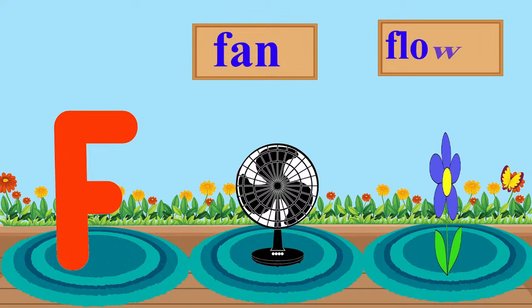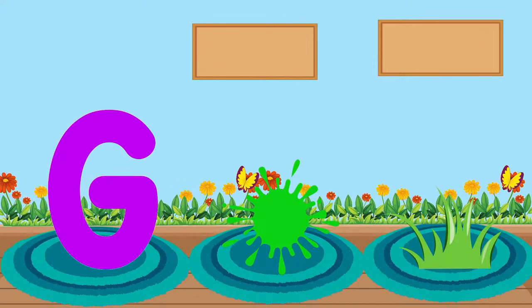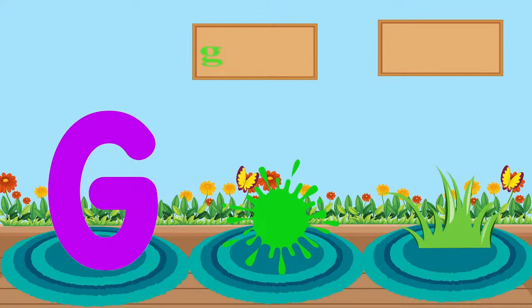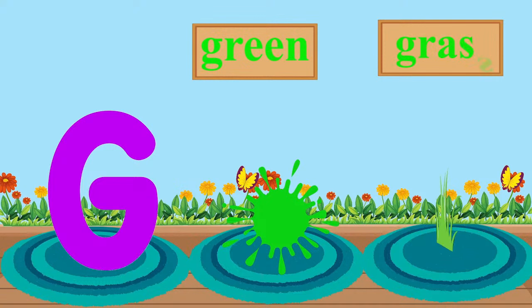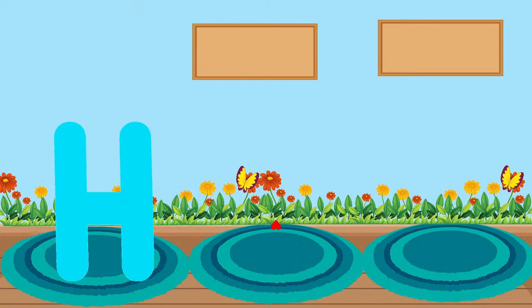G is for green. G, g, green. G is for grass. G, g, grass. G is for g, g, g, g, green. G is for g, g, g, g, grass.